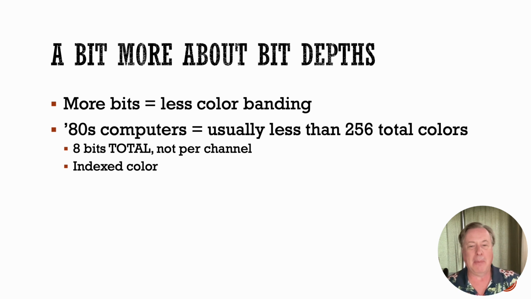A bit more about bit depths. So, like I said, 80s computers were limited. So they usually had much less than 256 colors. The original computers only had 2 colors, black and white. So it's 8 bits total, not per channel. And so obviously this is indexed color. But what does that look like? Well, let's take a look.